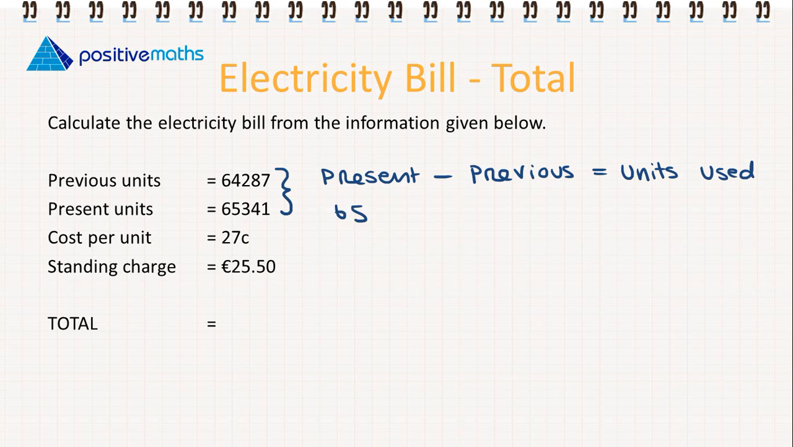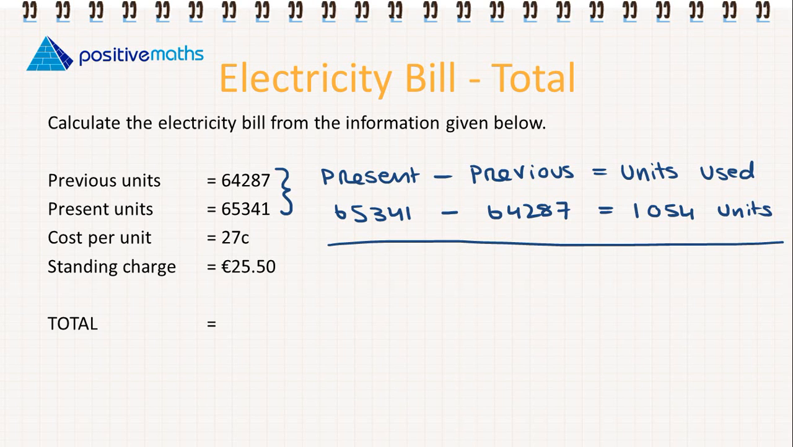Our present is 65341 minus 64287. So we find 1054 units. We then have the cost per unit. It costs 27 cents per unit. So we have to calculate the total cost for the units.